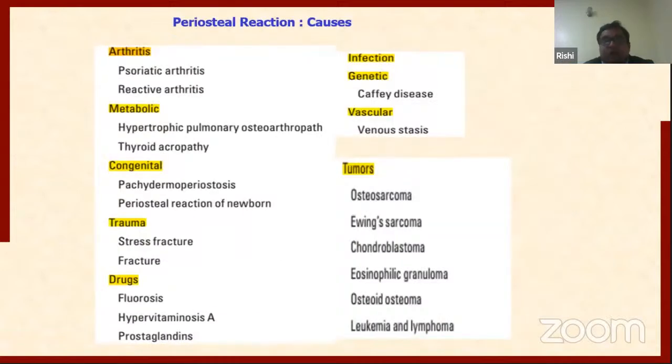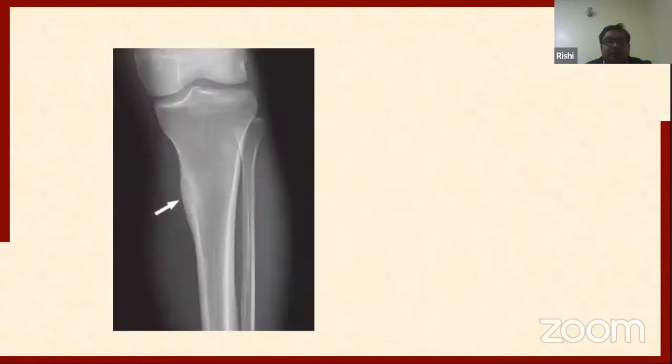Except trauma and tumors and infection, there are certain metabolic conditions such as hypertrophic pulmonary osteoarthropathy, congenital conditions like periostitis in a newborn, and certain drugs such as hypervitaminosis and prostaglandins that are also associated with periosteal reaction. But from an X-ray, we need to make out whether the periosteal reaction is aggressive or non-aggressive. So you see there is a solid kind of periosteal reaction.